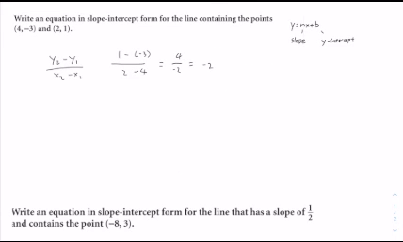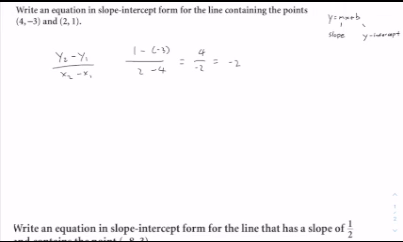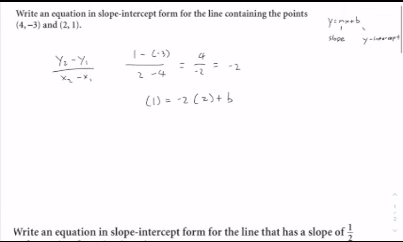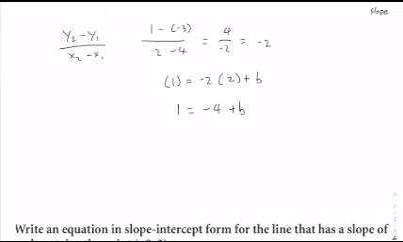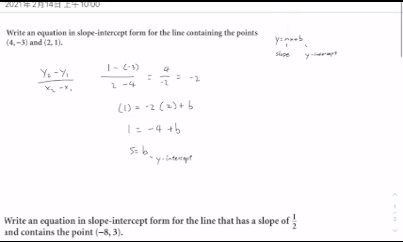Now you would use any of the points given in the problem and plug it into the slope-intercept form in order to solve for the y-intercept. I will use (2, 1). So it would be 1, which is y, equals the slope, which is -2, times the x, which is 2, and then plus b. You're trying to solve for b. That simplifies into y is equal to -4 plus b. And then you add 4 on both sides, which gives 5 is b. b is the y-intercept.